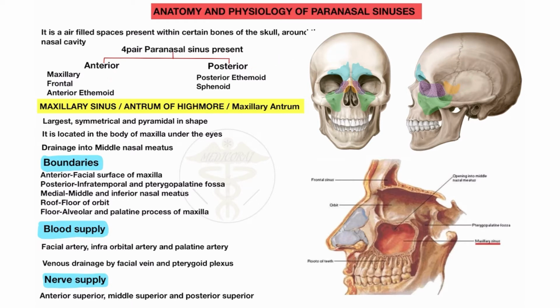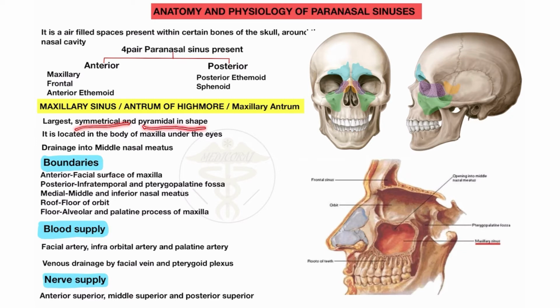Now I will explain them one by one. First is the maxillary sinus. It is also called the antrum of Highmore and the maxillary antrum. These are all the same: maxillary sinus, antrum of Highmore, and maxillary antrum. As I already said, this is the largest paranasal sinus in our body. This is the frontal, this is ethmoidal, this is sphenoidal. Among all of these, only the maxillary is the largest paranasal sinus.